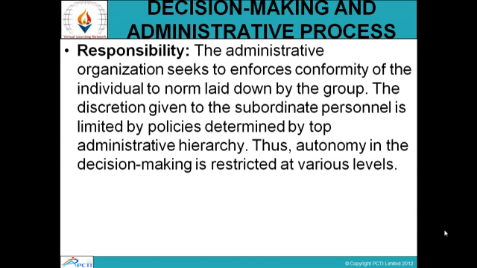Responsibility. The administrative organization seeks to enforce the conformity of the individual to the norms laid down by the group, and at the same time, the discretion given to the subordinate personnel is very much limited by the policy determined by the top administrative hierarchy. So in that case, autonomy in decision making is restricted at various levels. So it is always required that the administrative organization should be responsible towards the particular objective.